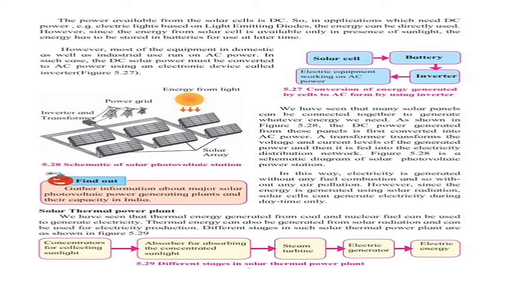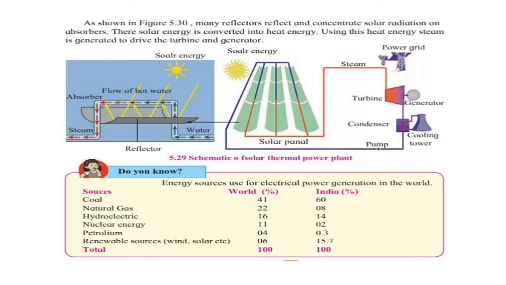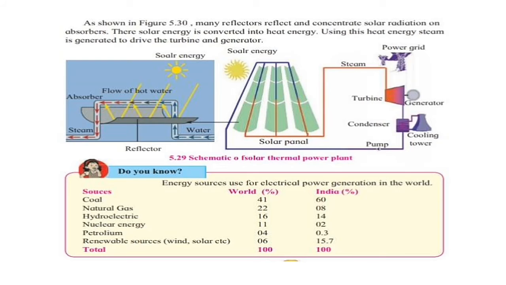The power available from the solar cell is DC. So in applications which need DC power, for example electrical lights based on light emitting diodes, the energy can be directly used. However, since the energy from the solar cell is available only in the presence of sunlight, the energy has to be stored in batteries for use at a later time.